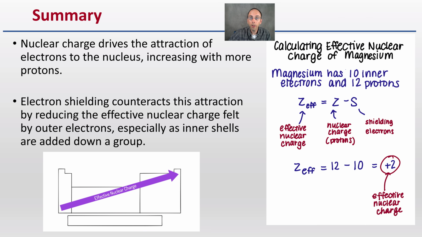So the quick summary of all of this is that nuclear charge does drive the attraction of electrons to the nucleus, increasing with more protons. Electron shielding counteracts this attraction by reducing the effective nuclear charge felt by outer electrons, those valence electrons, especially as inner shells are added down a group. We're getting a physically larger atom, impacting that distance and therefore impacting our effective nuclear charge.